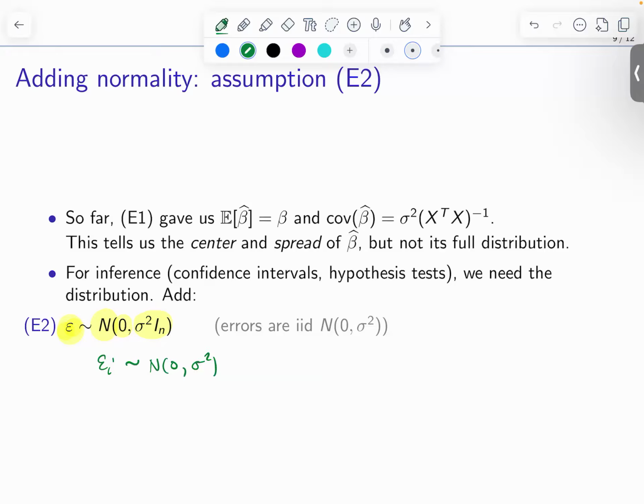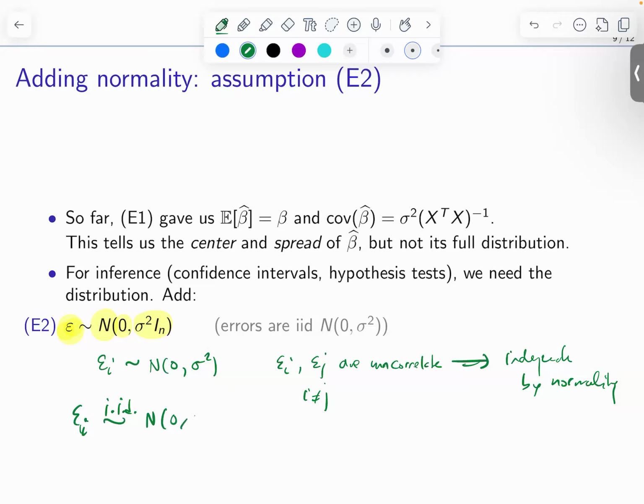Uncorrelated, but now they're also independent. Okay, so now it's safe to say independent. Now I give you the pass to say they're independent. So epsilon i, epsilon j are uncorrelated, hence independent by normality, okay, joint normality. So the coordinates are independent if they're different, and they have the same distribution, so they're IID. So I can say epsilon i's are really IID, which means independent, identically distributed. Okay, they're independent, identically distributed as normal 0, sigma squared.